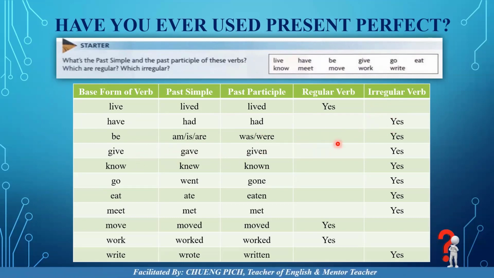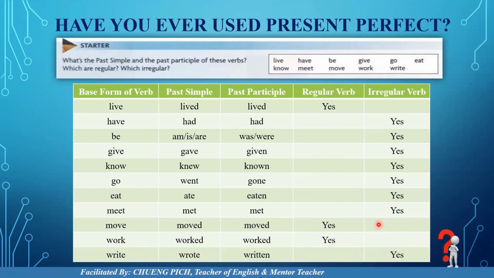Give, gave, given, irregular verb. Know, knew, known, irregular verb. Go, went, gone, irregular verb. Eat, ate, eaten, irregular verb. Meet, met, met. So it also changed. So it is also an irregular verb. Move, moved, moved. So it just adds d, so it is a regular verb. Okay, work, worked, worked, so it is a regular verb. Write, wrote, written, so it is an irregular verb.